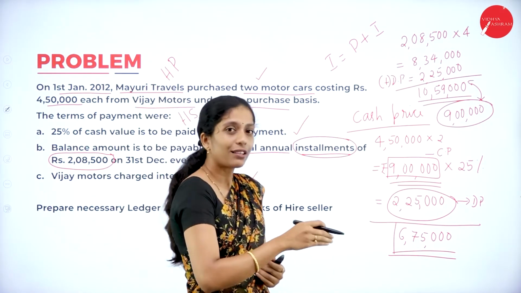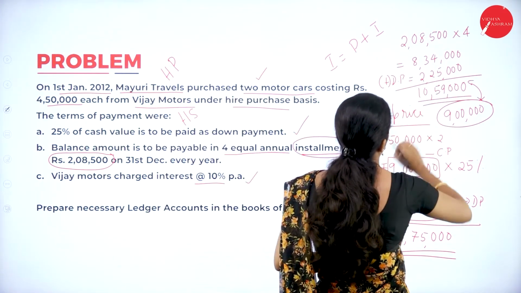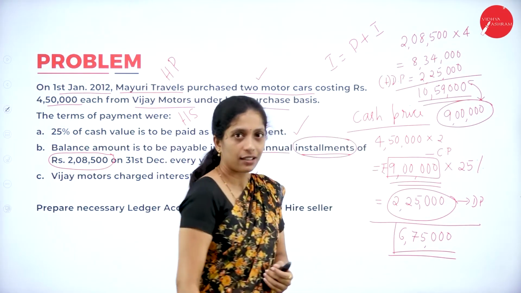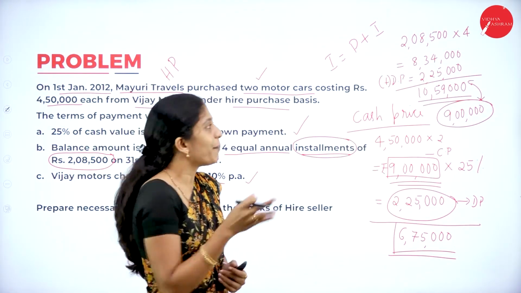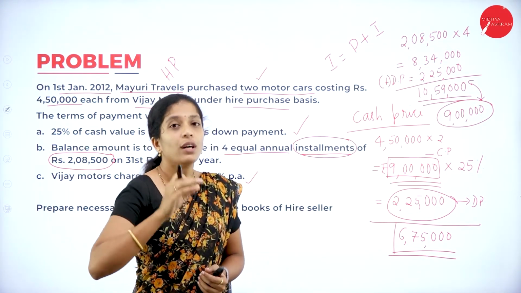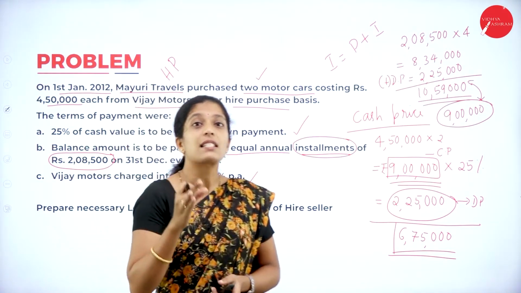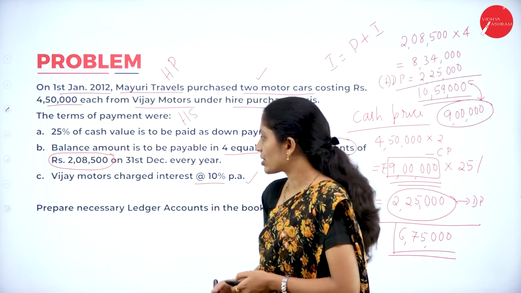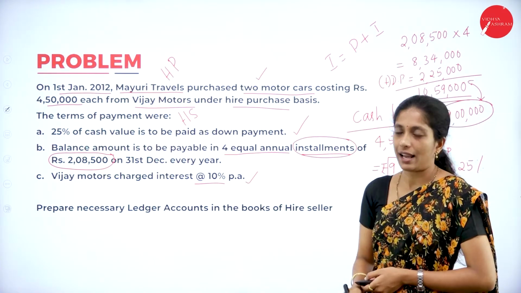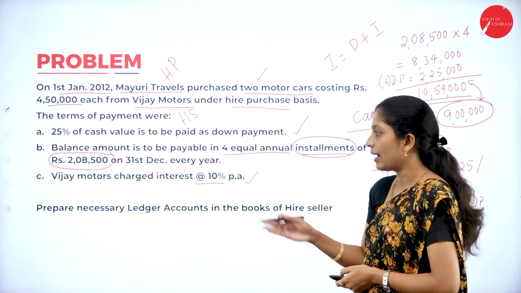Next, we have to add the down payment that you have made, 2,25,000. So the total is how much? 10,59,000. Now, if you compare the cash price and the installment amount, we come to know this installment amount is more than the cash price. It means what? It is inclusive of interest. Vijay Motors charge interest at 10% per annum. So they have told us we have to charge interest at 10% per annum.